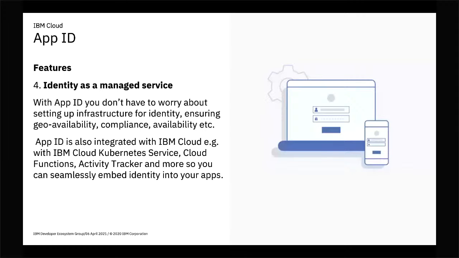Identity, again, is a pretty complex topic. If you store somebody's identity, depending upon geolocations, there could be a lot of compliance issues, and with Europe, as you know, GDPR. All these things are taken care of on the cloud side. And again, App ID is highly integrated with the rest of the services on IBM Cloud, be it Kubernetes Service or Cloud Functions. So it can easily talk to the other services which you're using in your app.